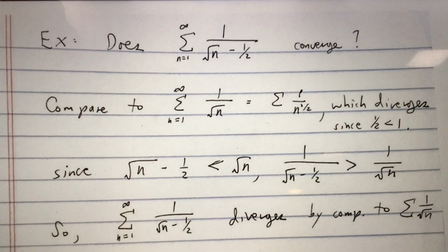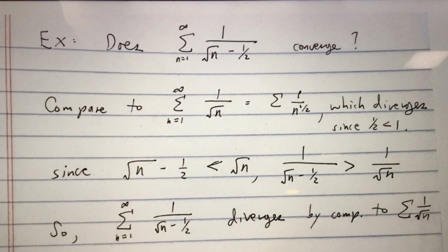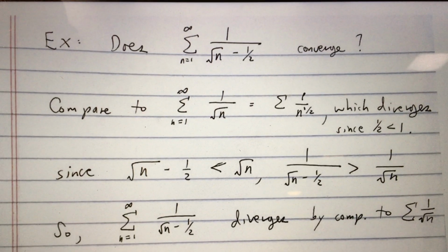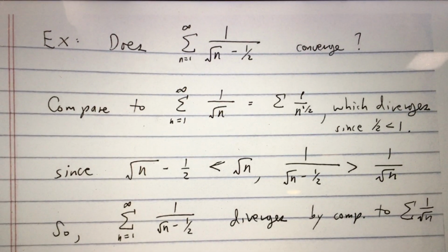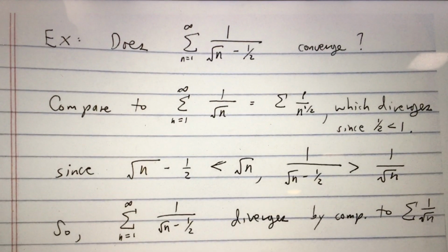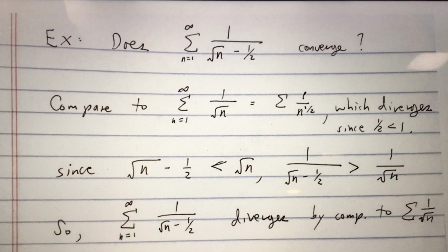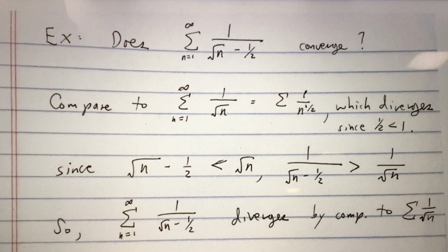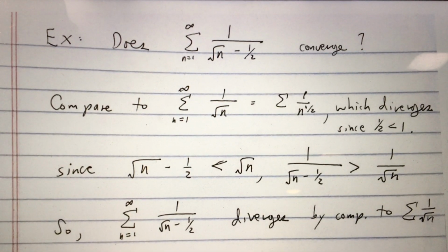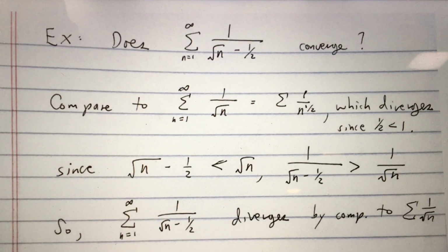Now here's an example that happens to work the other way. Of course, these are very special examples that have to be just right so that you can compare it to a well-known series. This one is 1 over square root of n minus a half. So what we'd like to do is compare that to 1 over square root of n. I didn't have a constant multiplier this time, to make it a little simpler.